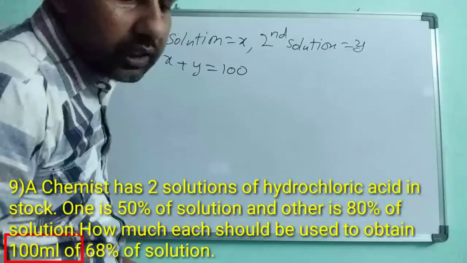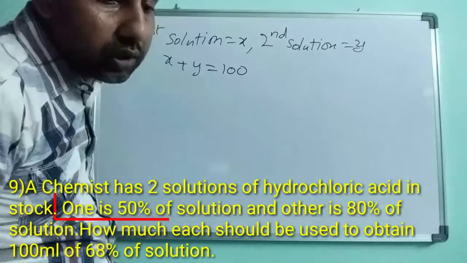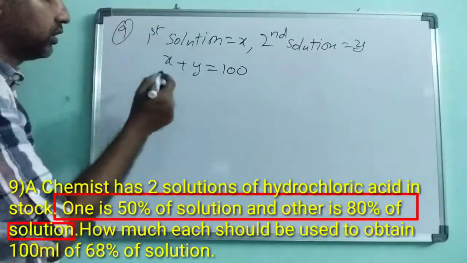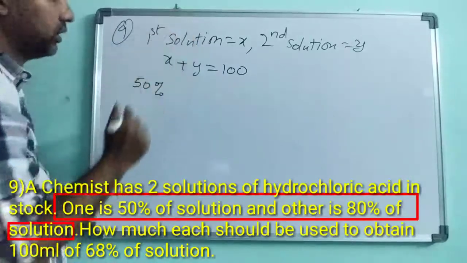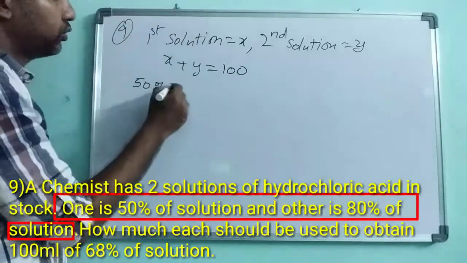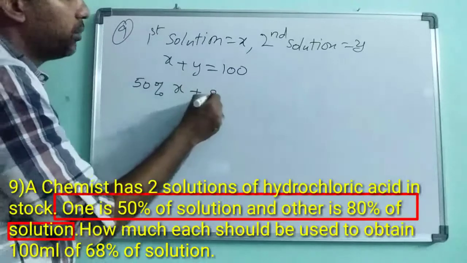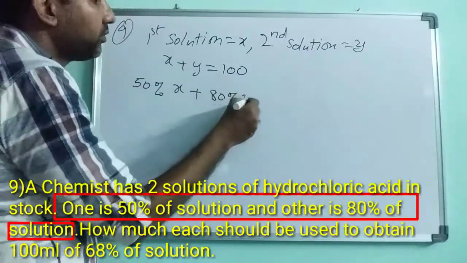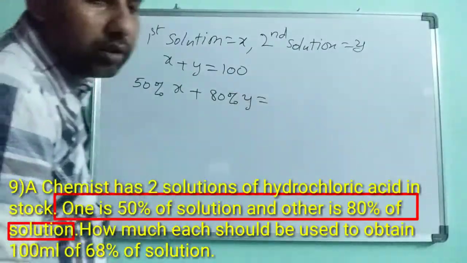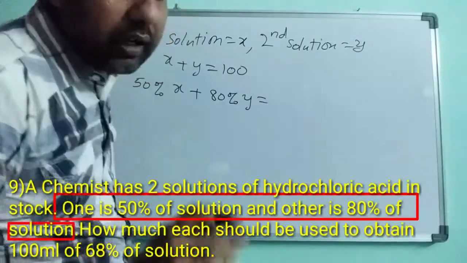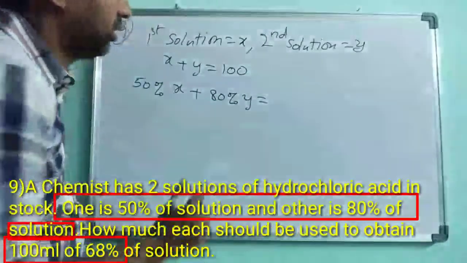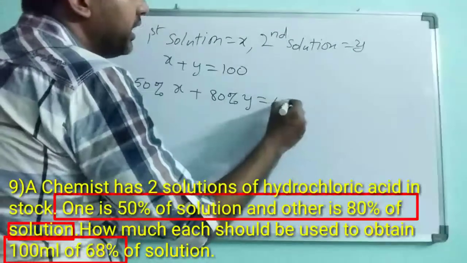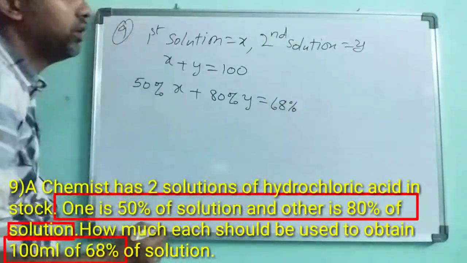Consider one condition. One is 50% of the solution and the other is 80% of the solution. They combine to obtain 100 ml of a 68% solution. So we have to get a 68% solution.